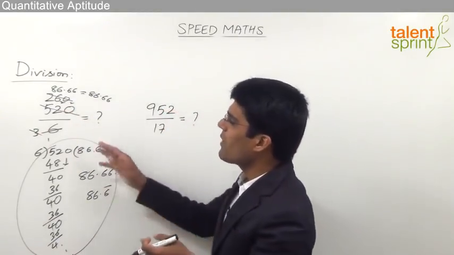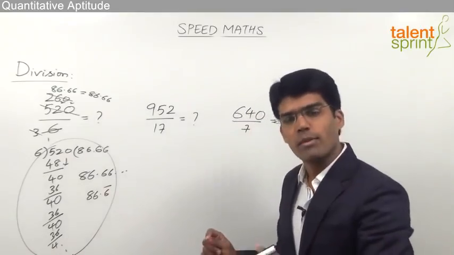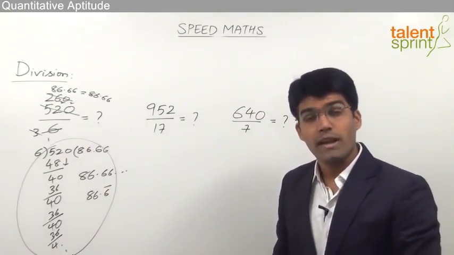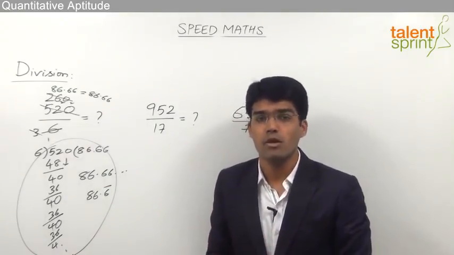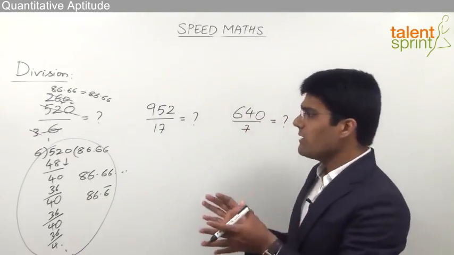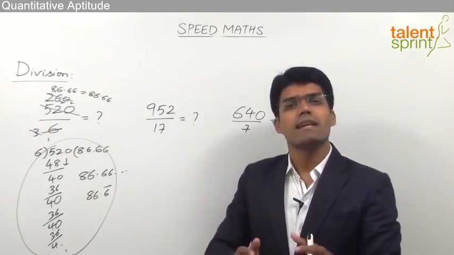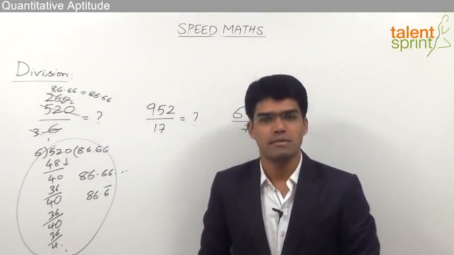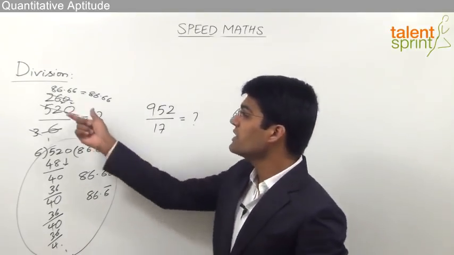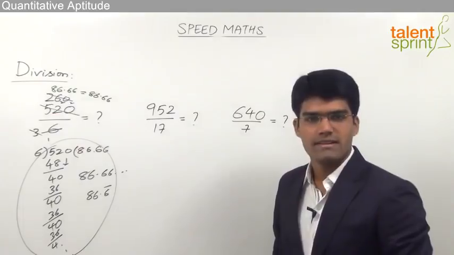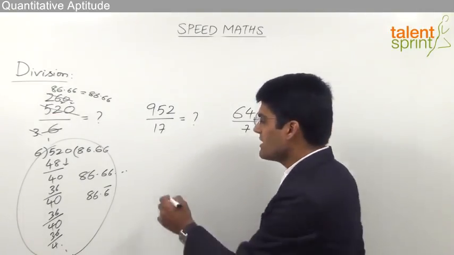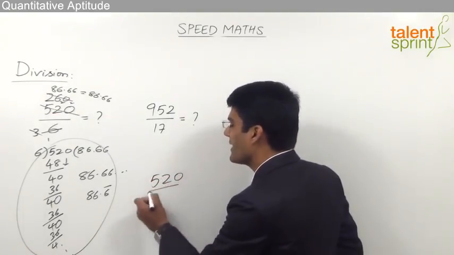But even this, if you ask me, is a waste of time. Why? Because it involves paperwork. I don't say that all divisions can be done without paper, but simple divisions can be kept simple and we can get the answer without writing anything on paper. So let's see how we can proceed for divisions without writing any step on paper. The question here is 520 divided by 6.